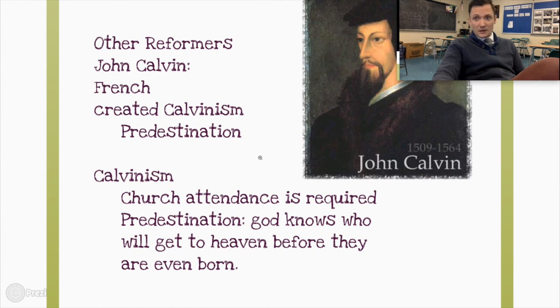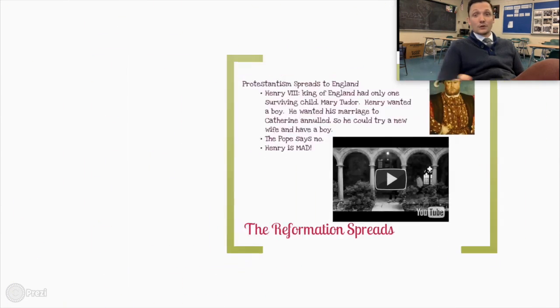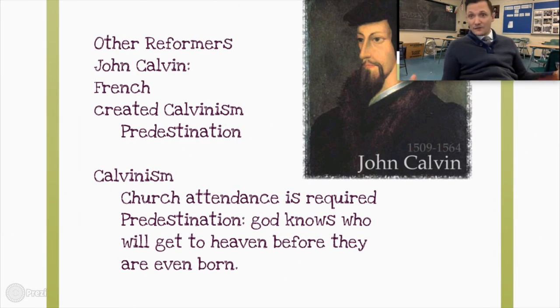Now, other reformers are going to come in as well, like John Calvin. John Calvin is a French reformer, and he started this other thing called Calvinism, right? And Calvinism believed in this thing called predestination. It's kind of more conservative than the Lutherans, but predestination says that only the chosen few get into heaven, and not everybody does, right? Calvinism also required church attendance, and predestination is when God knows that you're going to heaven even before you are born, right? So that is the Reformation in its foundings.